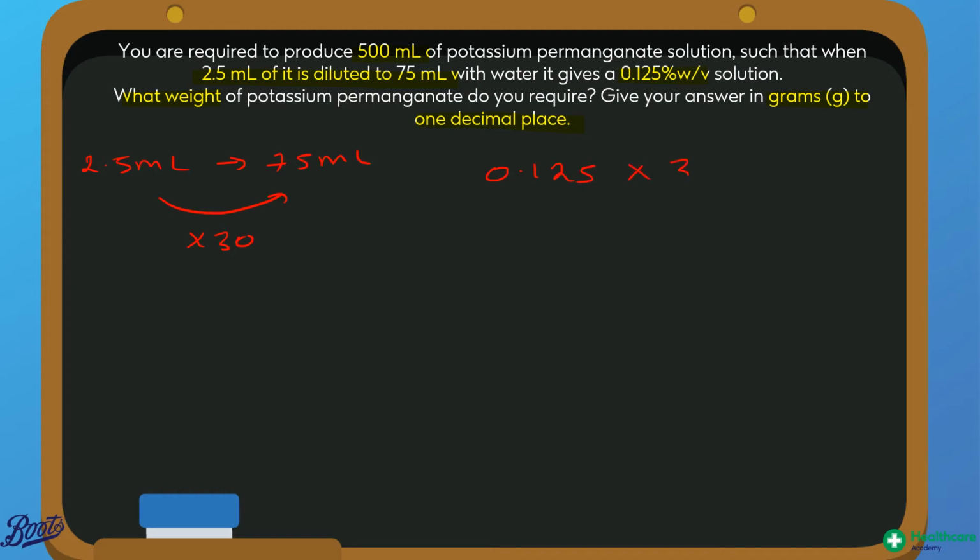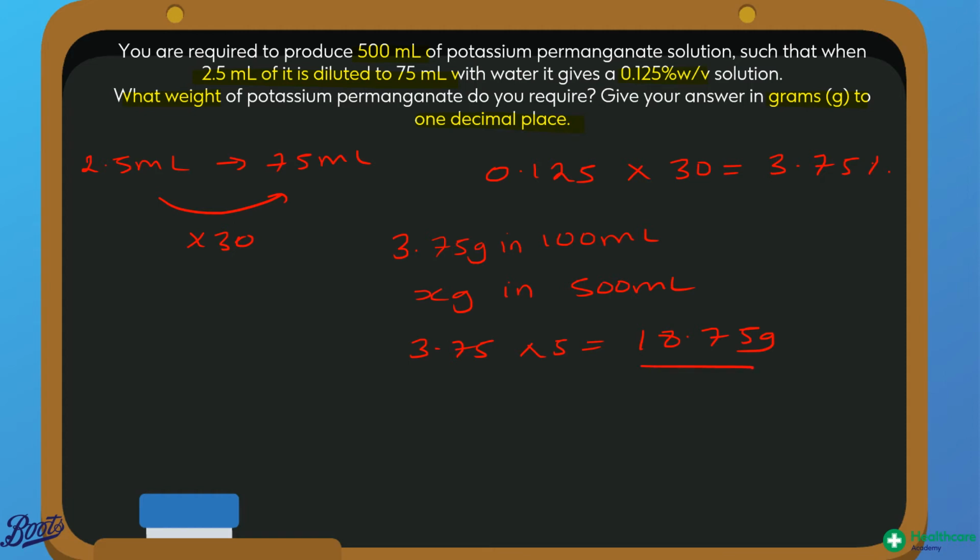So 0.125 multiplied by 30 equals 3.75% weight per volume. Now, a 3.75% weight per volume solution contains 3.75 grams in 100 ml. But the question has asked us to work out how much is contained within 500 millilitres. So we can simply work this out by multiplying 3.75 by 5 to give us an answer of 18.75 grams. Now the question has also stated we need to answer in 1 decimal place. So that's going to be rounded up to 18.8 grams.